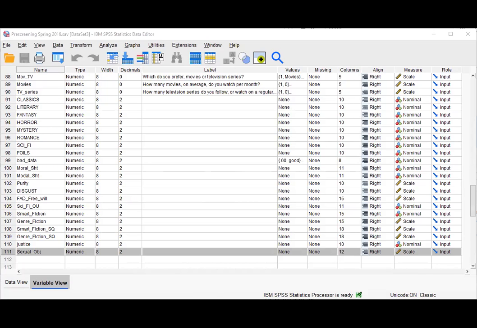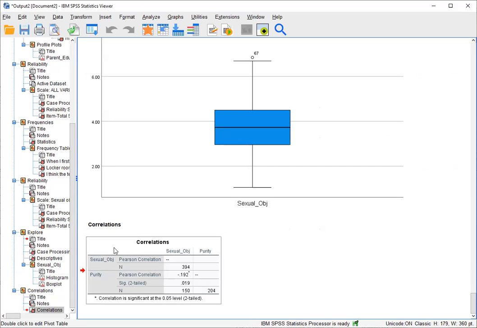Okay, so we're just looking at this bottom table right here, which says Correlations. We can see sexual objectification: there were 394 people that completed that scale. There were only 150 that completed the purity scale. So it'll default to just using the pairs, right? Oh wait, there are 204 that completed moral purity and 150 that completed both. So in this sample where we're testing, it's only 150 people.